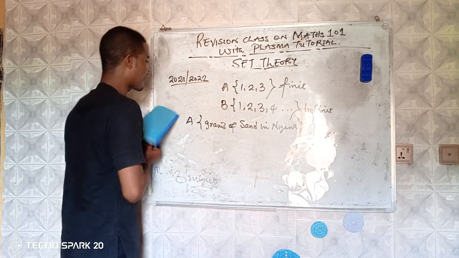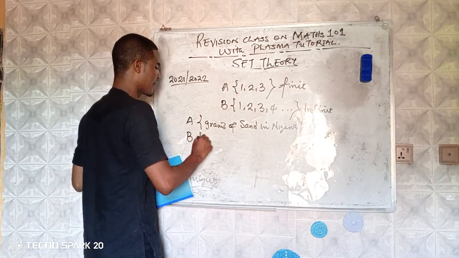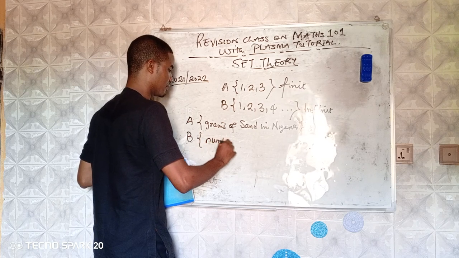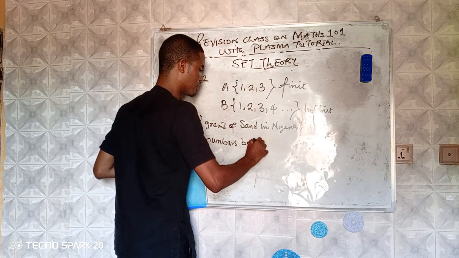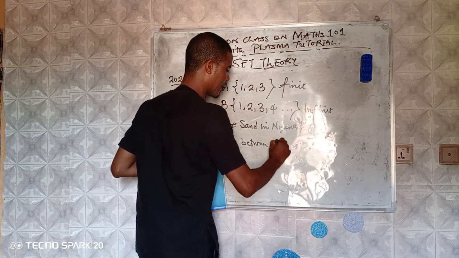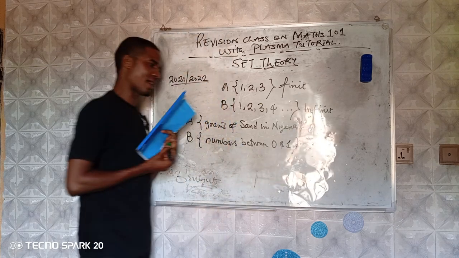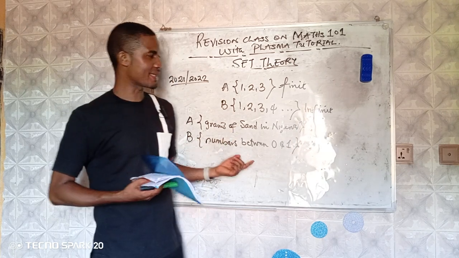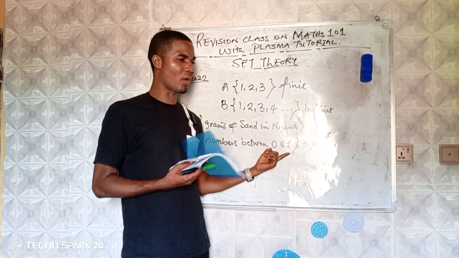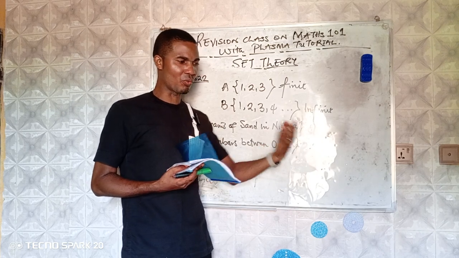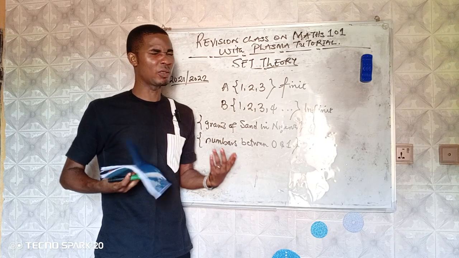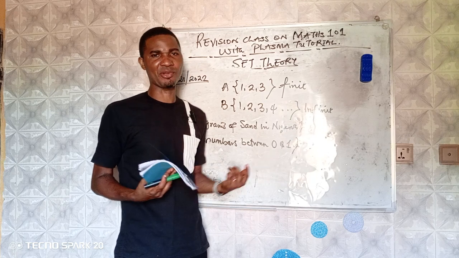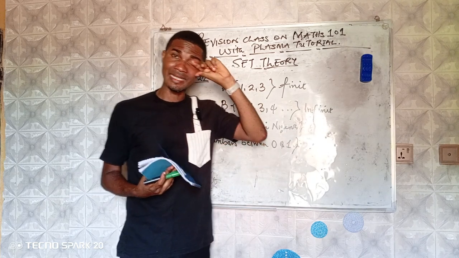Okay. What if I say set B is the numbers between 0 and 1? And I ask again, is this one finite or infinite? When we say numbers between 0 and 1, there are a lot of numbers between 0 and 1. Plenty of numbers. So someone can also say, oh, it's finite because I can count it.